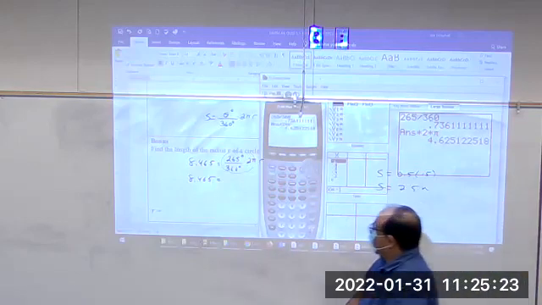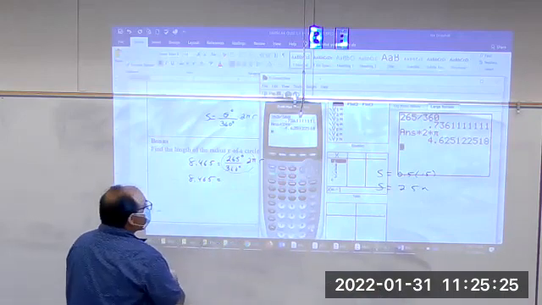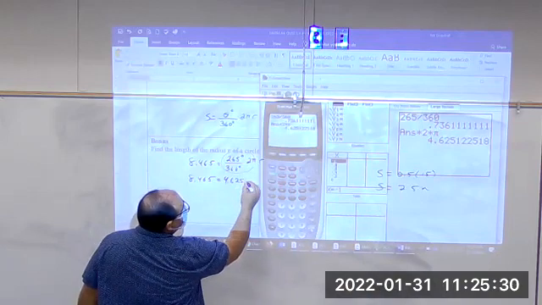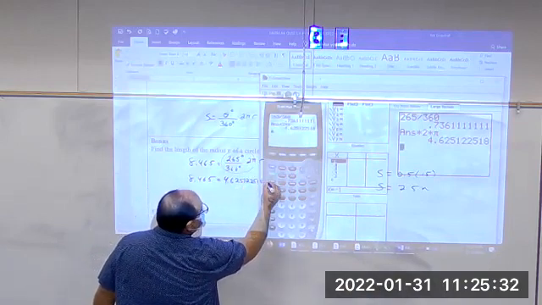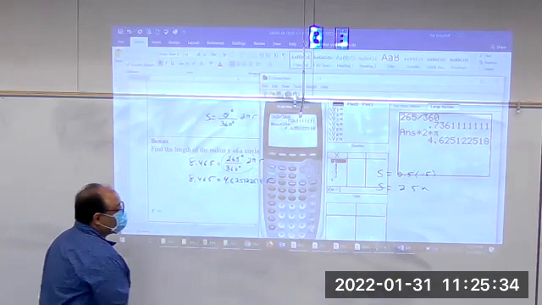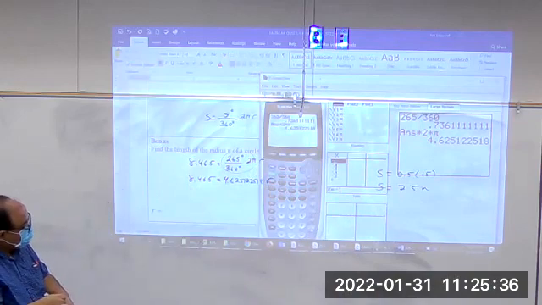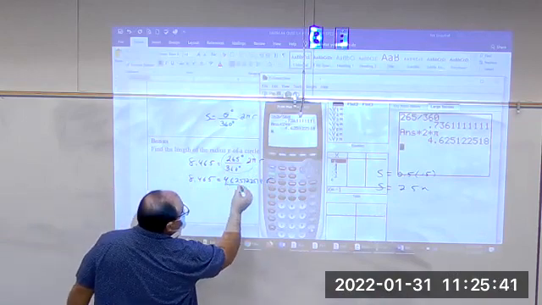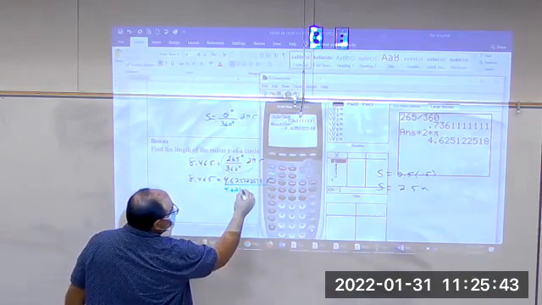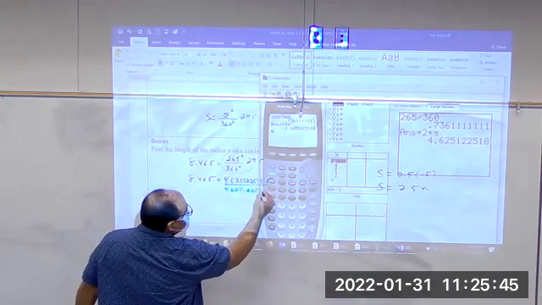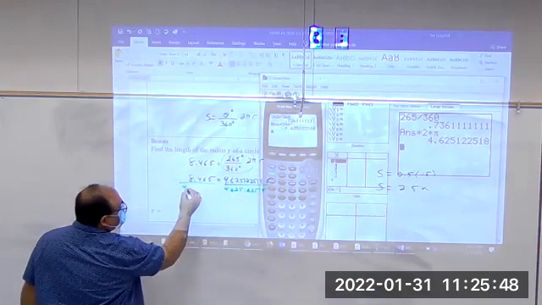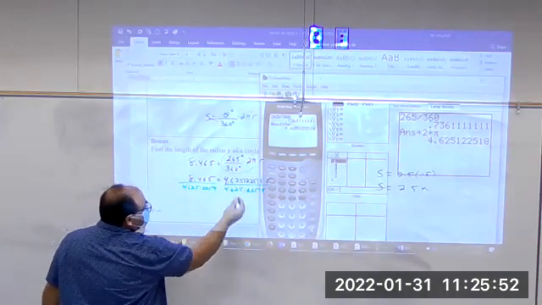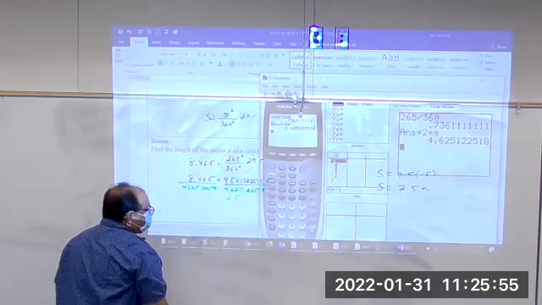So what this decimal is right here is 4.625122518 times the radius. And then you divide both sides by 4.625122518, and we get the radius is equal to.